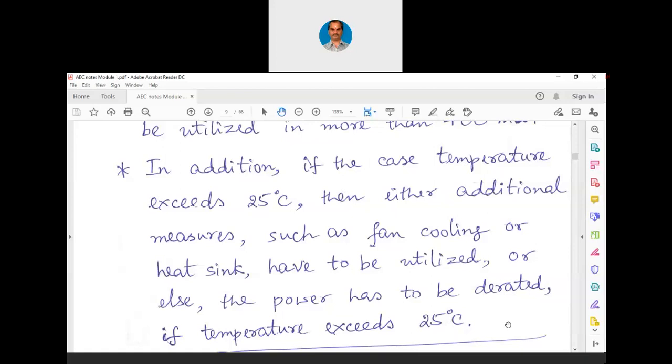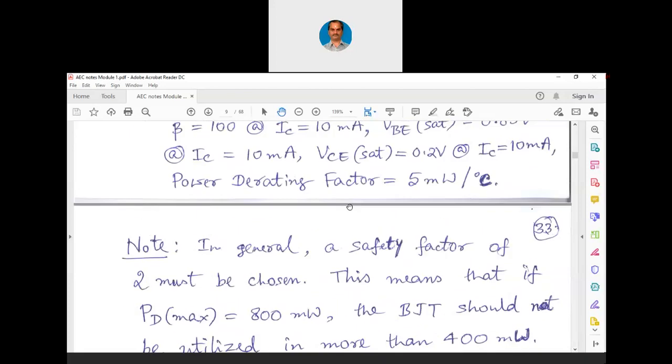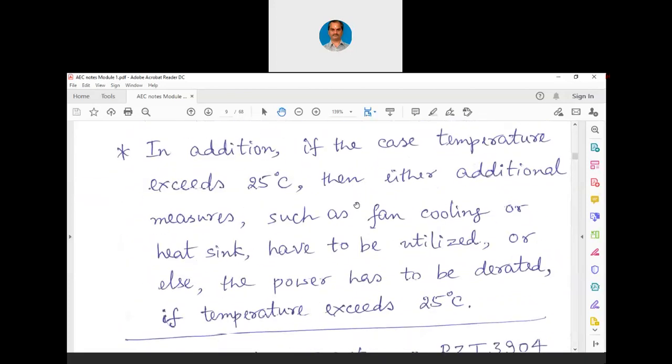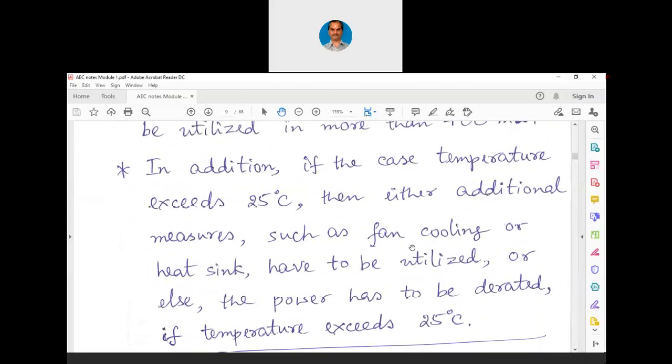Now, if this temperature exceeds, what should we do? Either we should go for this power derating factor, but that is not enough. Only this power derating is not enough. The reason is the equipment is going to become hotter. When the equipment becomes hotter, its ambient temperature itself is more, which is going to affect all the devices which are within.